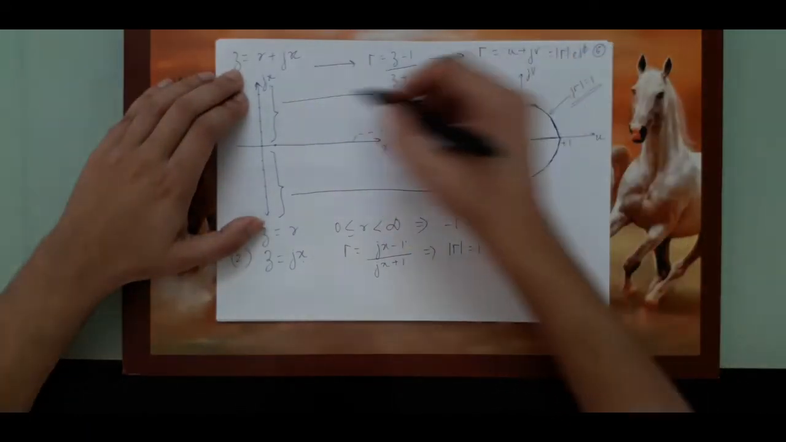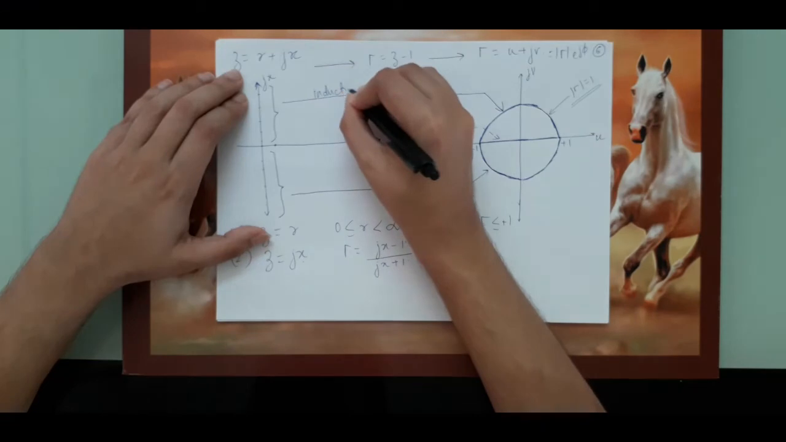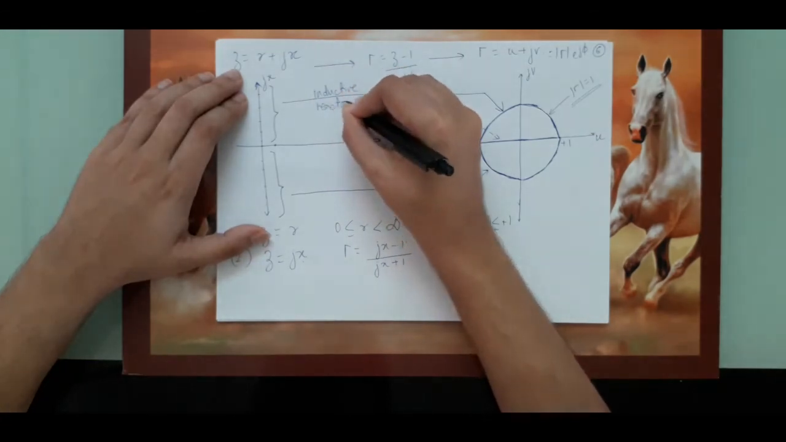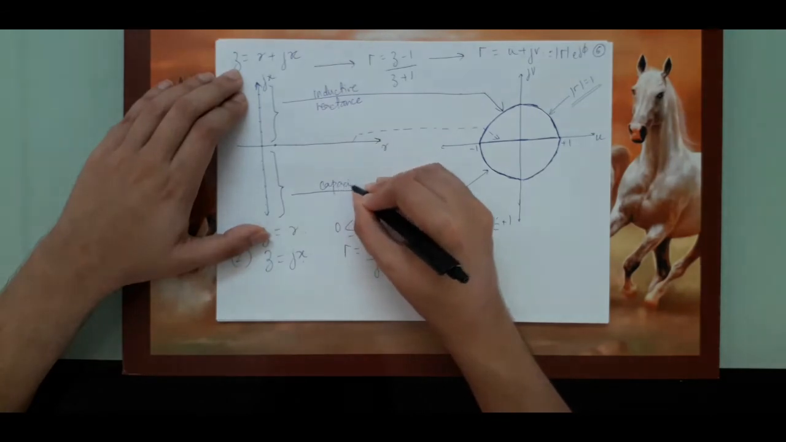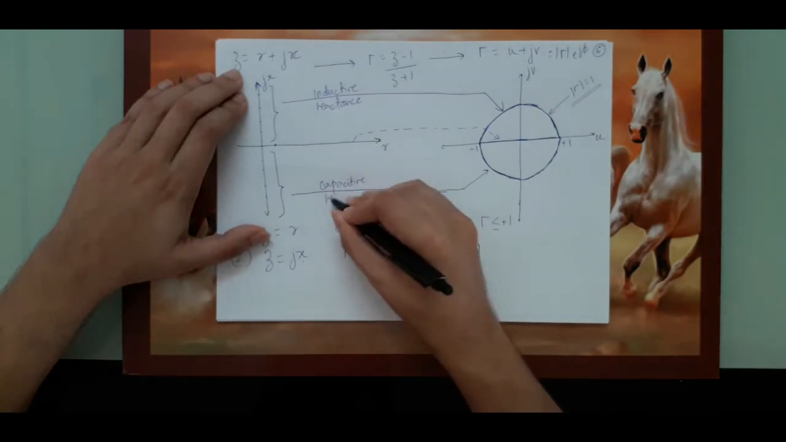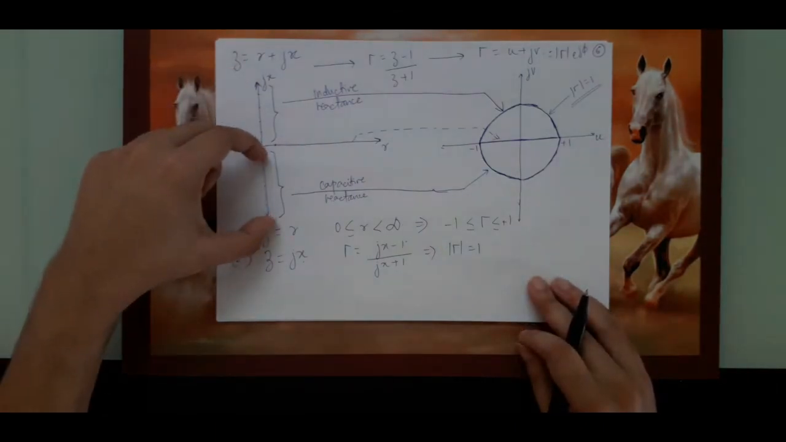So this part denotes inductive reactance and the lower part denotes capacitive reactance. Why? Because this is minus jx and this is plus jx.